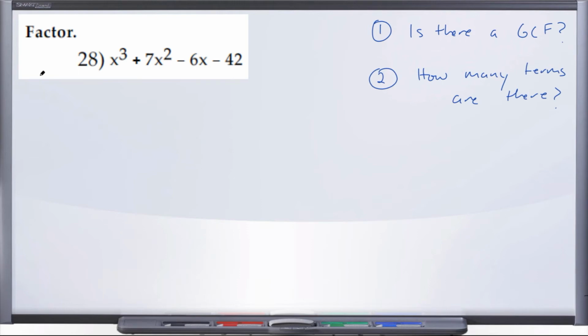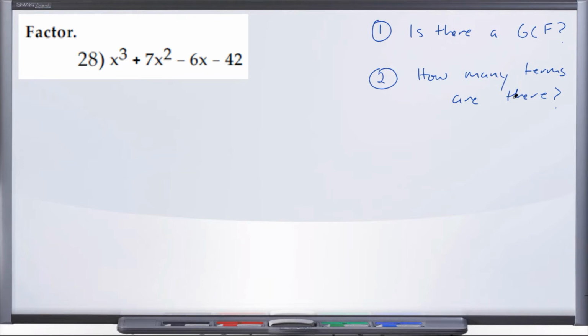All right, number 28, we're still factoring, and we've been given the polynomial x cubed plus 7x squared minus 6x minus 42. So let's go ahead and use these two questions to help us factor number 28. Question 1, is there a GCF? I don't see a GCF in all four terms. So let's go ahead and move on to question number 2.